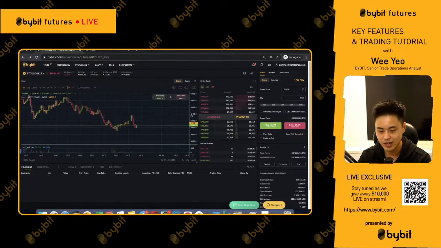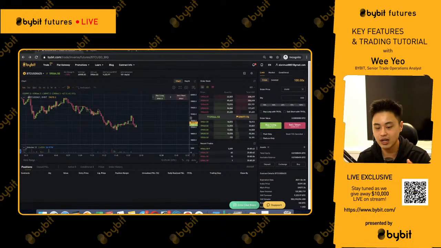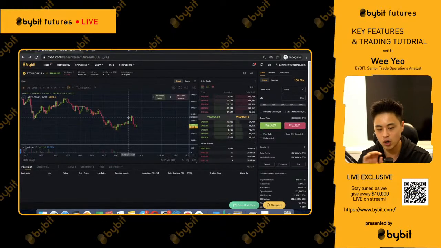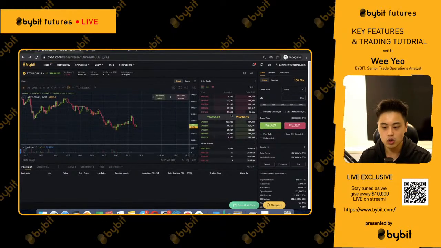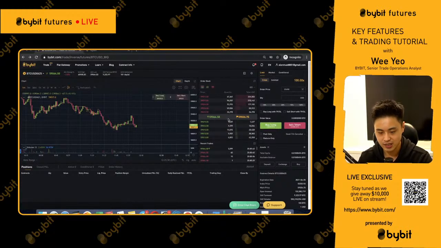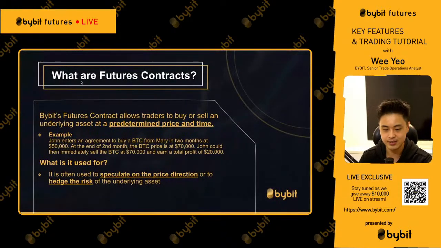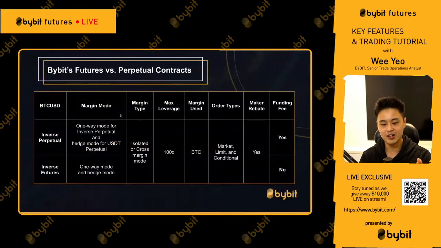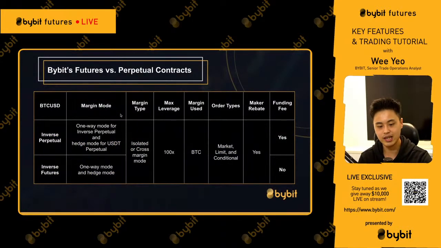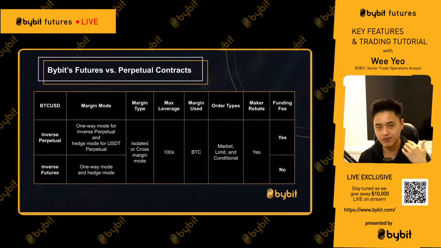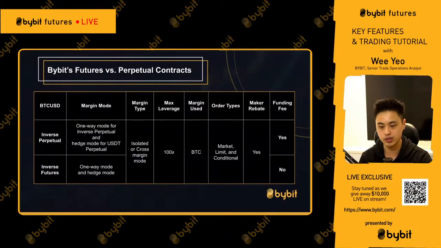The interface is not much different from our current perpetual. But take note of all these small things, and there is no longer any funding rate, if you notice. We'll be going through that as well. So let me go back to the webinar slide. On this chart, you will be able to see a comparison table that we have done for the futures and perpetual.